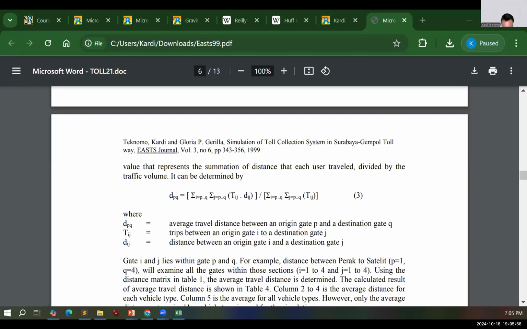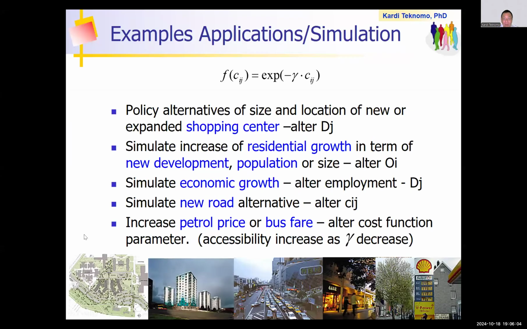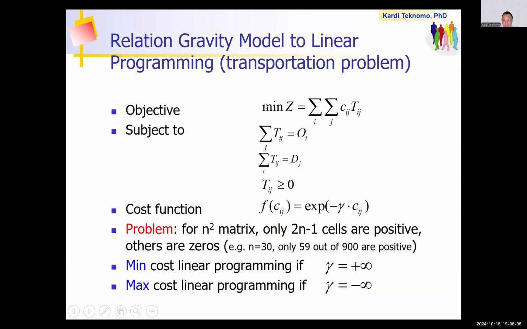Okay, so in that case, let me come back to the slide of trip distribution. Can you see my slide? So this is from a while ago, right?